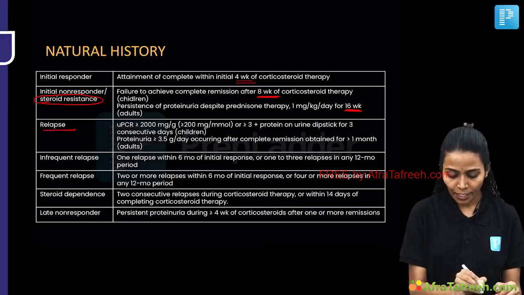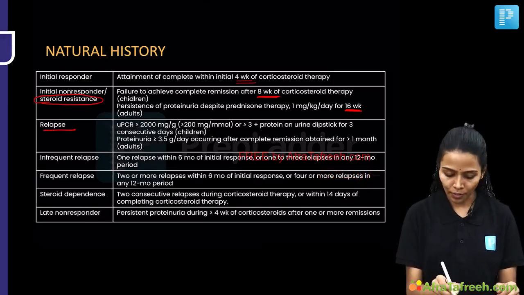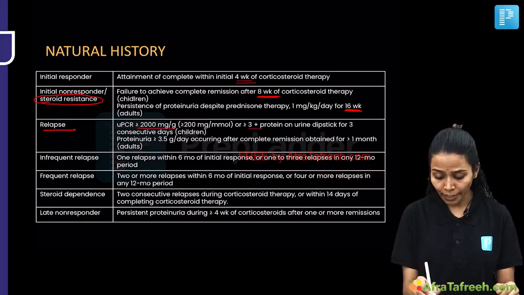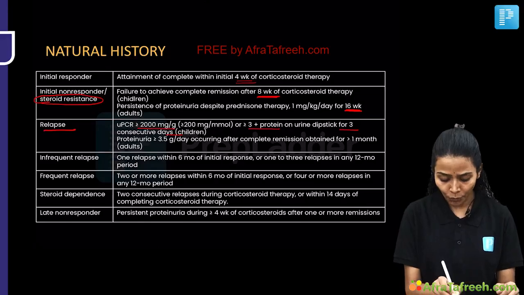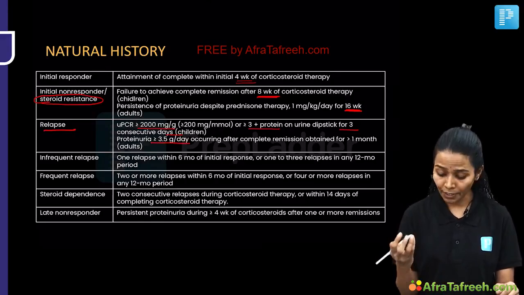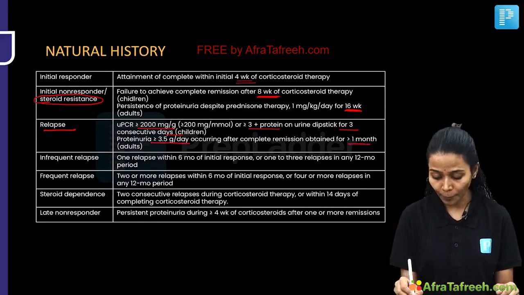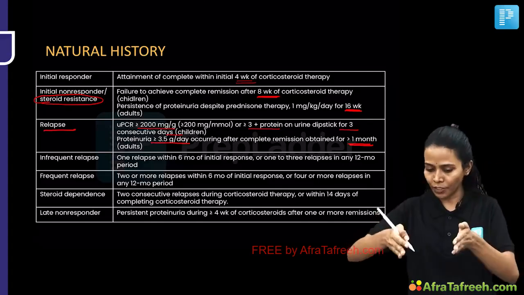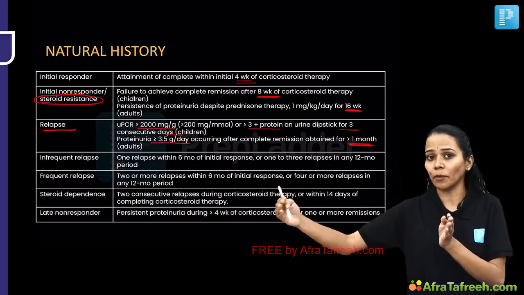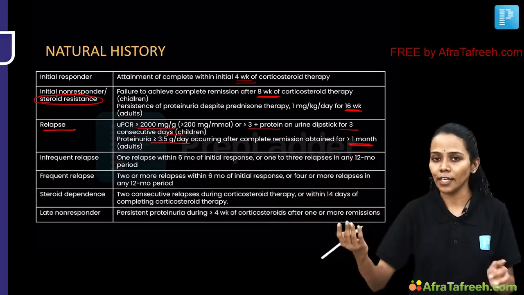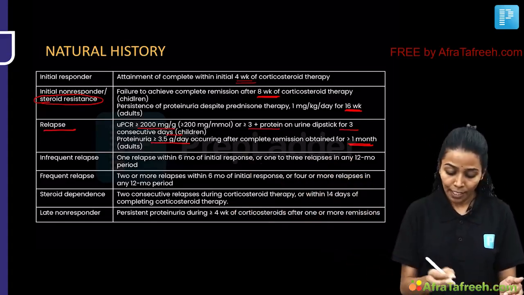Next is relapse. Relapse is when urinary protein creatinine ratio is again more than 2000 milligram by gram or more than 3 plus protein on urine dipstick for 3 days. Okay. And proteinuria more than 3.5 gram per day occurring after complete remission obtained for more than 1 month. That is, you start on steroids and then you finish the therapy, and then for more than 1 month the patient is disease free. Then the patient develops the disease. It is called relapse.